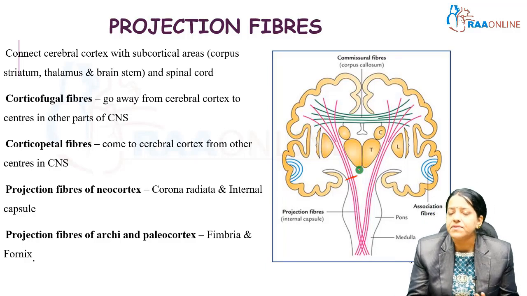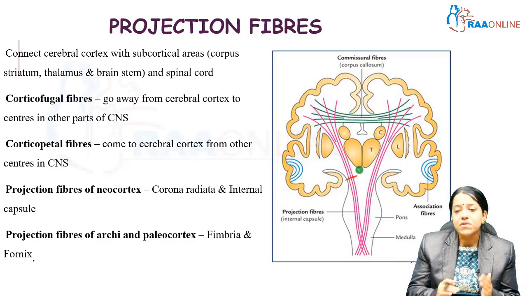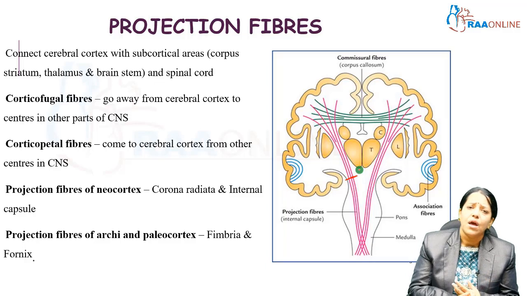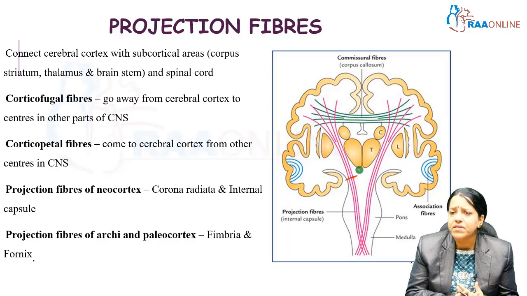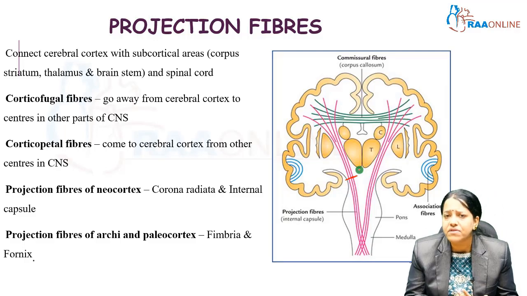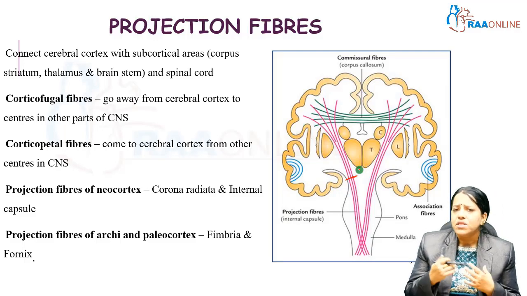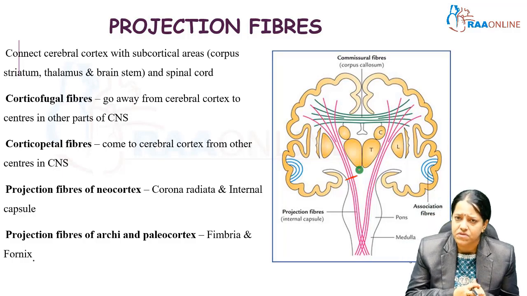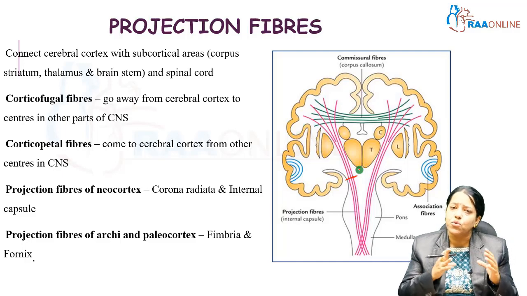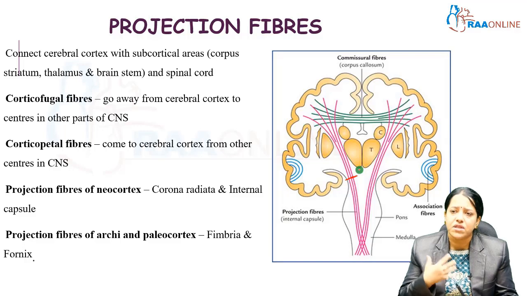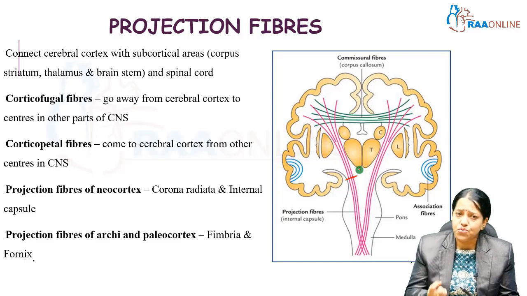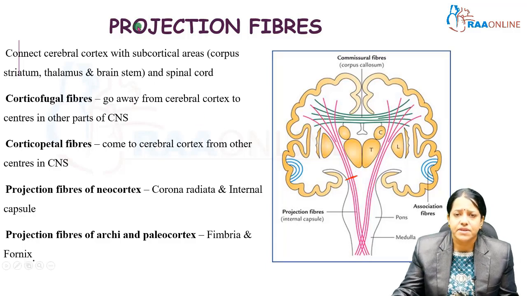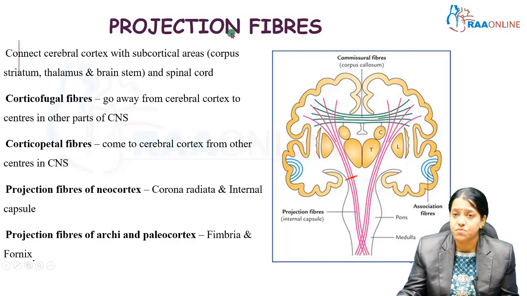These projection fibers are connecting the cerebral cortex with the subcortical centers. They connect the cerebral cortex with the corpus striatum, the thalamus, the brainstem, and also the spinal cord, receiving impulses and giving out impulses or commands to the different parts. So they will give commands and they will also receive impulses. These fibers will be both motor and sensory, right? Because they will be giving commands to do certain things and they will also be receiving impulses from different subcortical centers. So let's see the different types of fibers which are present in the projection fibers.